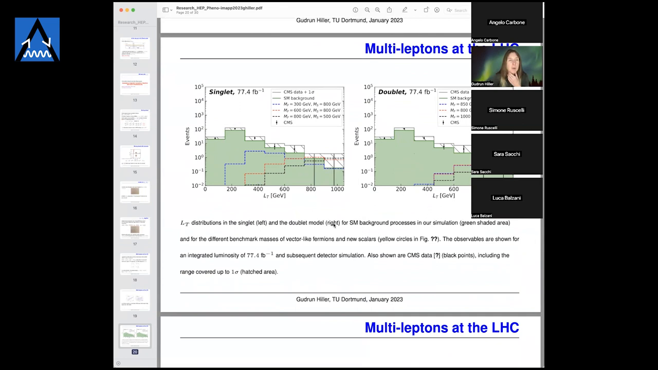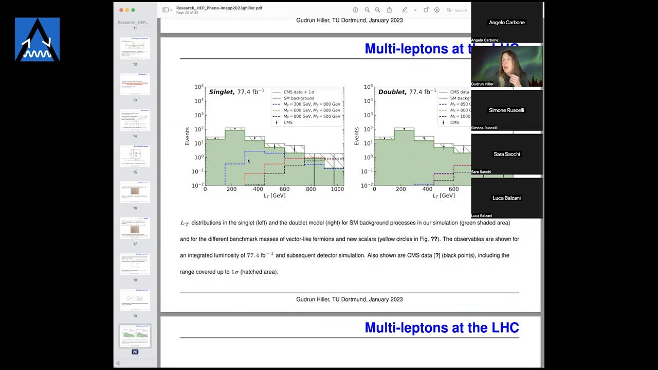And for these surviving points, in particular these yellow ones here, this is the analysis we did to arrive at this plot. So this is the search by CMS. And there's a standard model background in green, and there are these data points by CMS, and our yellow parameter points are shown here, three points in each case, singlet and doublet. They are shown here in blue, red, and black. And you see that they are below the data, okay? So they are allowed. These are allowed points, okay?